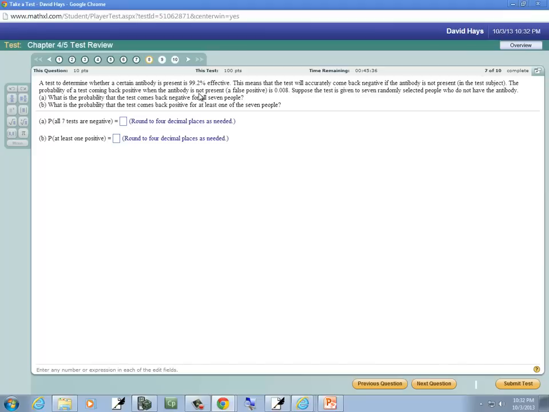Okay, I'm probably thinking about this too hard. The fact that they say negative if the antibody is not present and positive if it's present. Well, this is kind of tricky reading. Let me read a little closer. Test to determine whether a certain antibody is present is 99.2% effective. This means that tests will actually come back negative if the antibody is not present. Suppose tests are given to people who do not have the antibody, and all tests are negative.